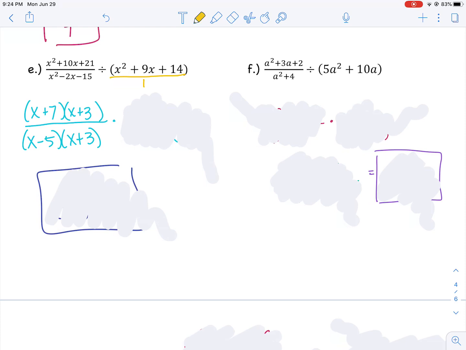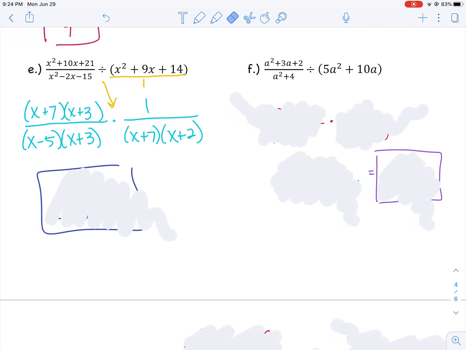All right, dividing fractions is the same thing as multiplying by the reciprocal. So when I reciprocate x squared plus 9x plus 14 over 1, it really turns into 1 over x squared plus 9x plus 14. And then I factored my new denominator into an x plus 7 and x plus 2. 7 and 2 multiply to 14 and add to give me 9.